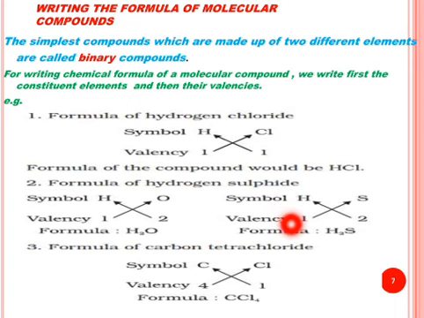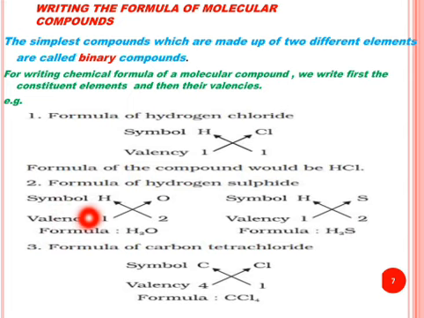Valency of hydrogen is 1, valency of sulfide ion is 2. So cross over their valencies and we get the formula H2S1. Again there is no need to write S1. So the formula comes out to be H2S. It is the formula of hydrogen sulfide.